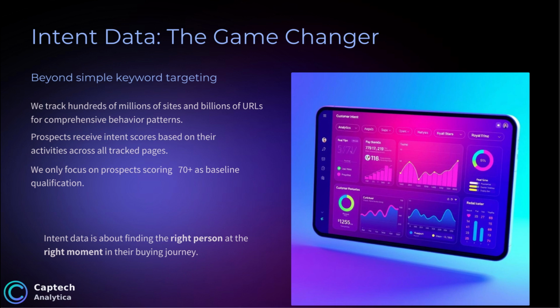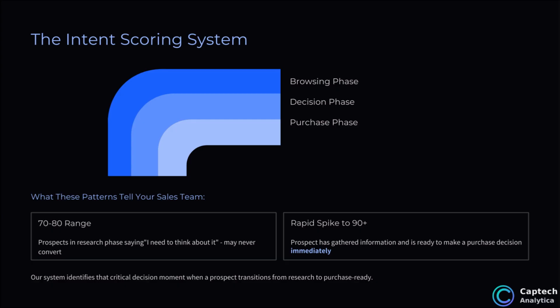Each prospect receives an intent score from 0 to 100. We don't even start looking at anyone below 70 because they're just browsing. They're in research mode. The classic "I need to think about it" stage every salesperson knows. But when we see that sudden spike, when someone jumps from 75 to 95 in a short window, that's the signal. That's when we know they've gathered the information they need and they're ready to make a purchase decision. That's when your sales team should knock.